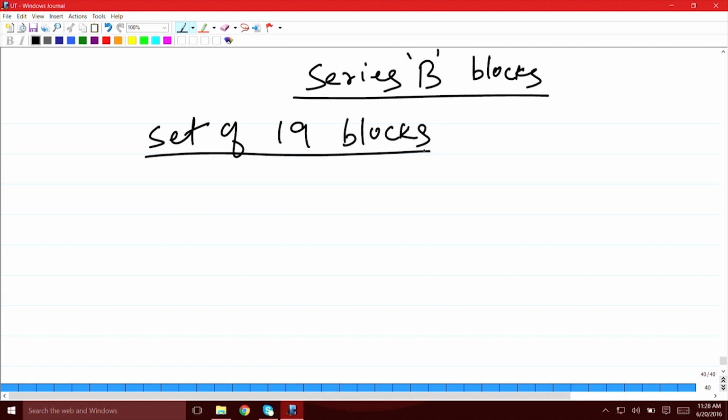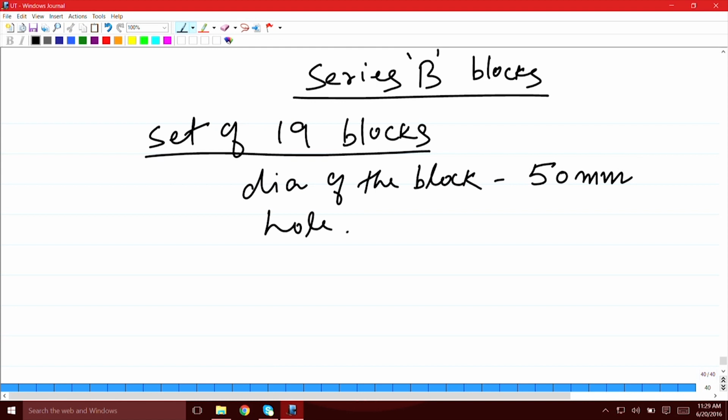Okay. And this is how the cylinders are in this case. The blocks are... the diameter of the block is 15 mm. The flat bottom hole that you have is 20 mm deep.